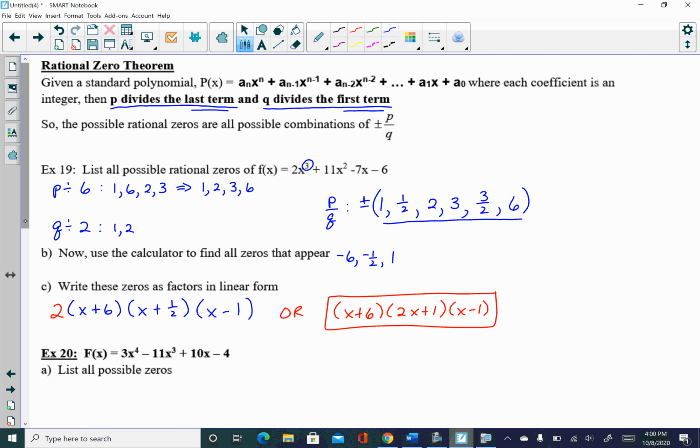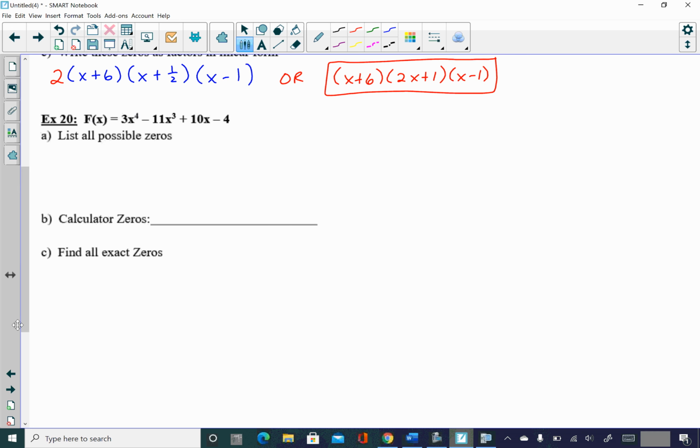All right, so let's look down here at example 20. In example 20, they want us to list all the possible zeros. That's where we're going to do our P over Q. So remember that P divides the last term, so P divides 4. Q divides the first term, so Q divides 3. List all the factors of 4, so we have 1, 2, and 4. Right, 1 times 4 and 2 times 2. List all the ways to multiply to give you 3. 1 times 3.